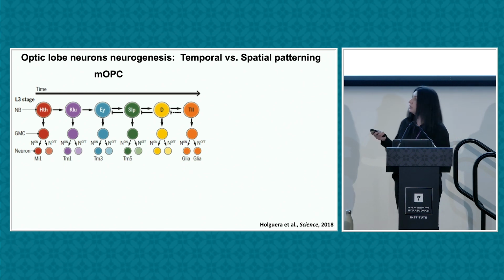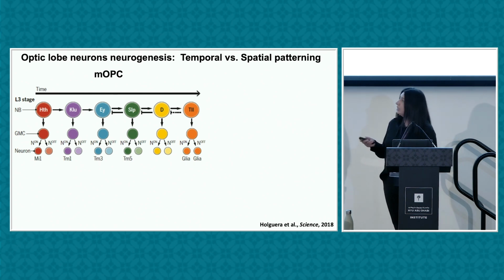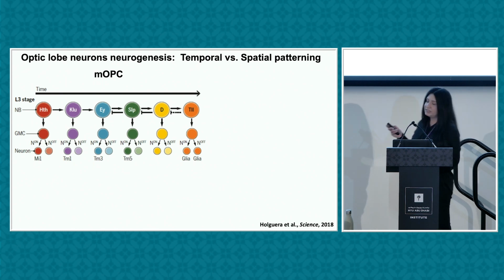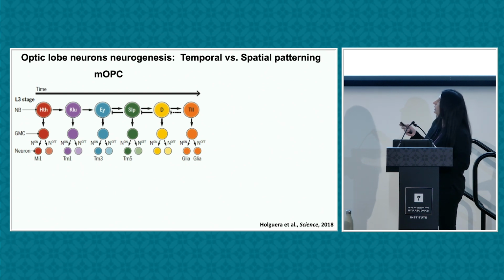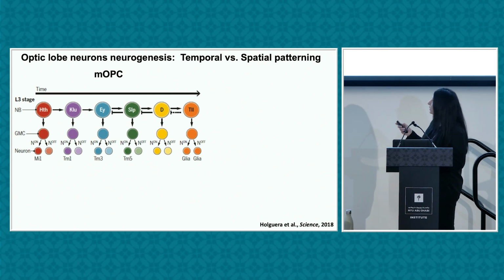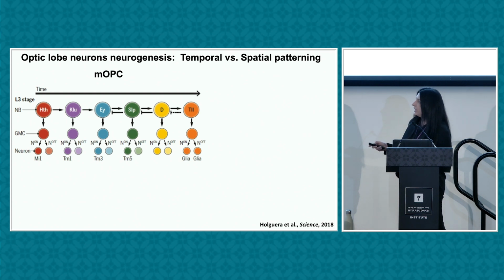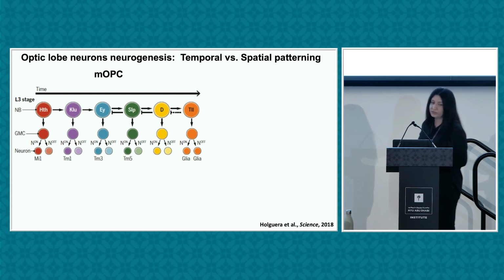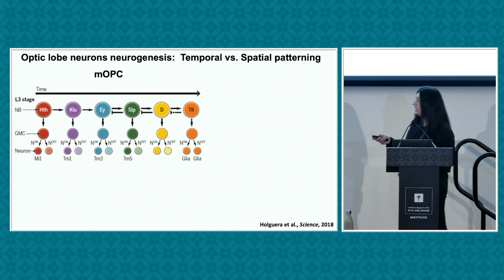From the OPC, optic lobe neurons are generated via two different mechanisms. The first mechanism is called temporal patterning. We have these neural stem cells or neuroprogenitor cells that express distinct transcription factors, and these then divide to form ganglion mother cells, which further divide to form different neurons. As time progresses, these neuroblasts or neuroprogenitors express a series of temporal transcription factors, generating at each time point a different neuronal population.